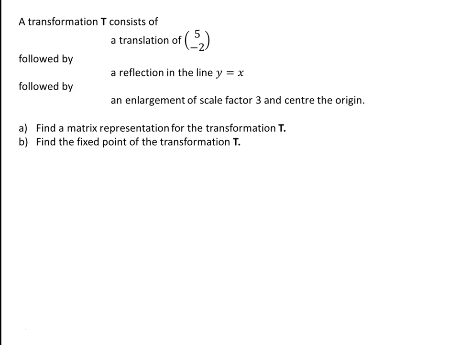So, if we're going to find a matrix representation for the transformation T, we can start thinking about what happens to a general point (x, y). If we start off with the general point (x, y) and translate it by 5 in the x direction and -2 in the y direction, we're going to end up with the point (x + 5, y - 2).